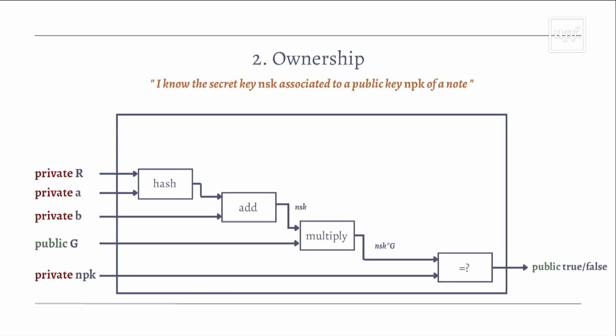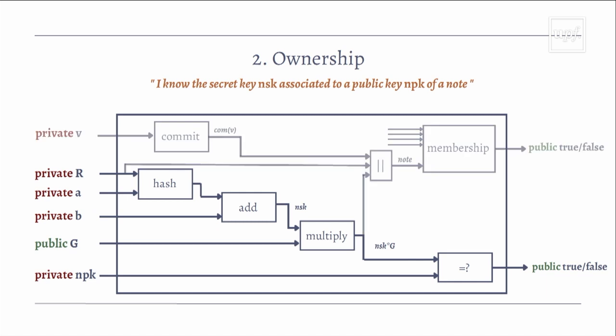So for ownership, this would be the secret. Essentially, he has to show that he knows the secret key associated to a public key. And for that, he needs to take his whole secret key, put it inside the circuit, and do these operations. So NSK will be computed inside the circuit. And the circuit checks if that secret key does really correspond to the node's public key. And if that is the case, we will get a true at the end.